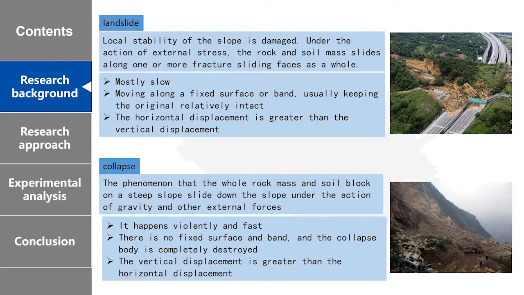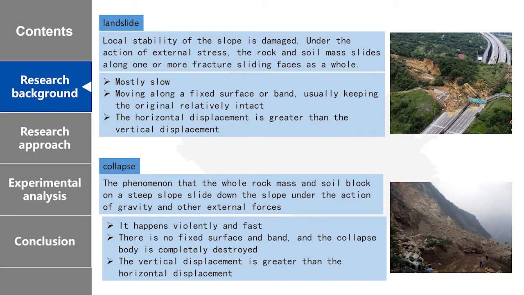Landslide means the local stability of the slope is damaged, and under the action of external stress, the rock and soil mass slides along one or more fracture sliding surfaces as a whole. It generally has this characteristic: mostly slow, moving along a fixed surface or band, usually keeping the original relatively intact. The horizontal displacement is greater than the vertical displacement.